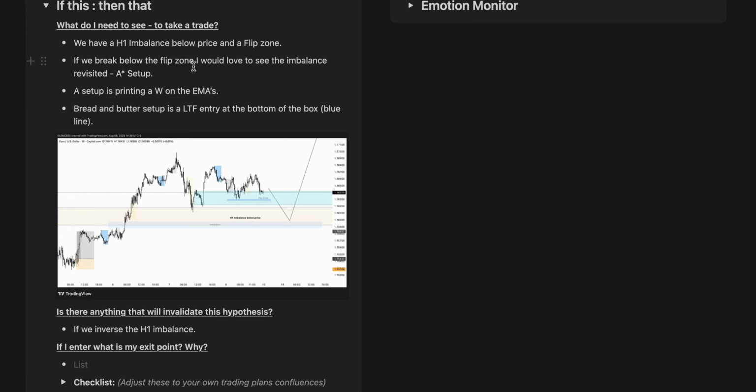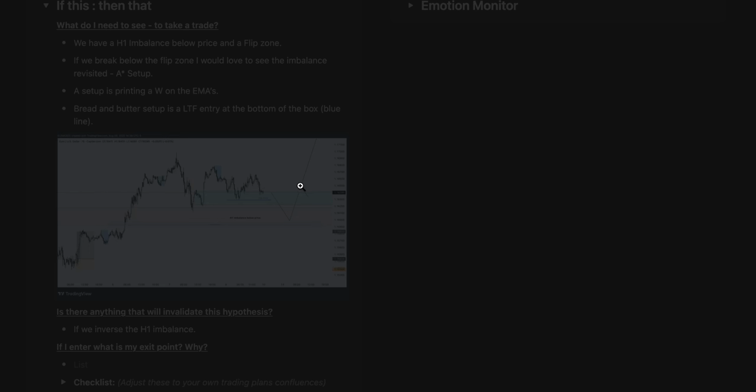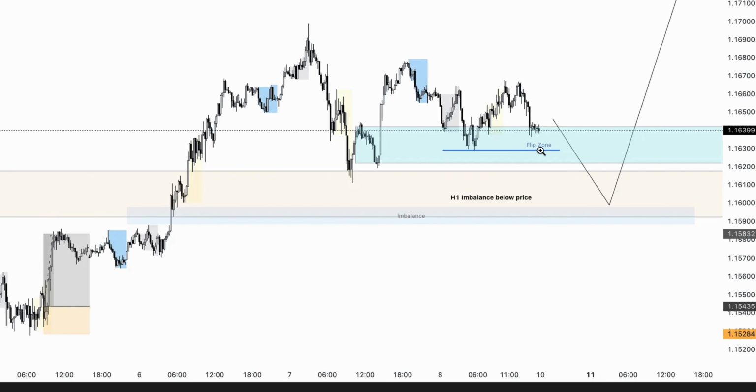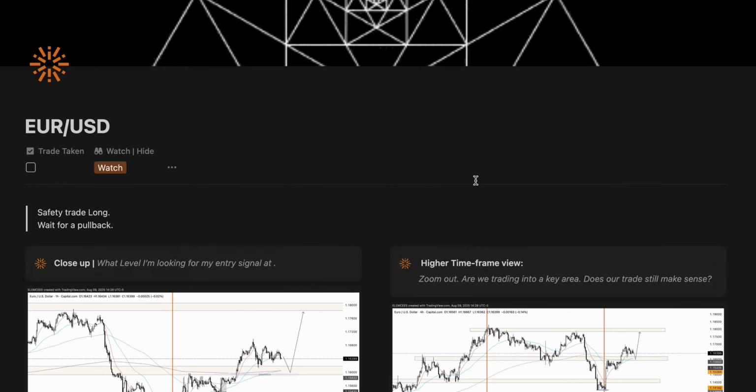So if we break below the flip zone, I would love to see the imbalance revisited, and obviously a lower time frame entry. That'll be my A plus setup. My A setup would be printing a W on the 1 hour and 4 hour EMAs. And then a bread and butter setup would just be a lower time frame entry at the bottom of the box. That would be if the flip zone held. So just a 1 minute entry here. There's potential for that one to actually fail because we have more areas of interest below price.